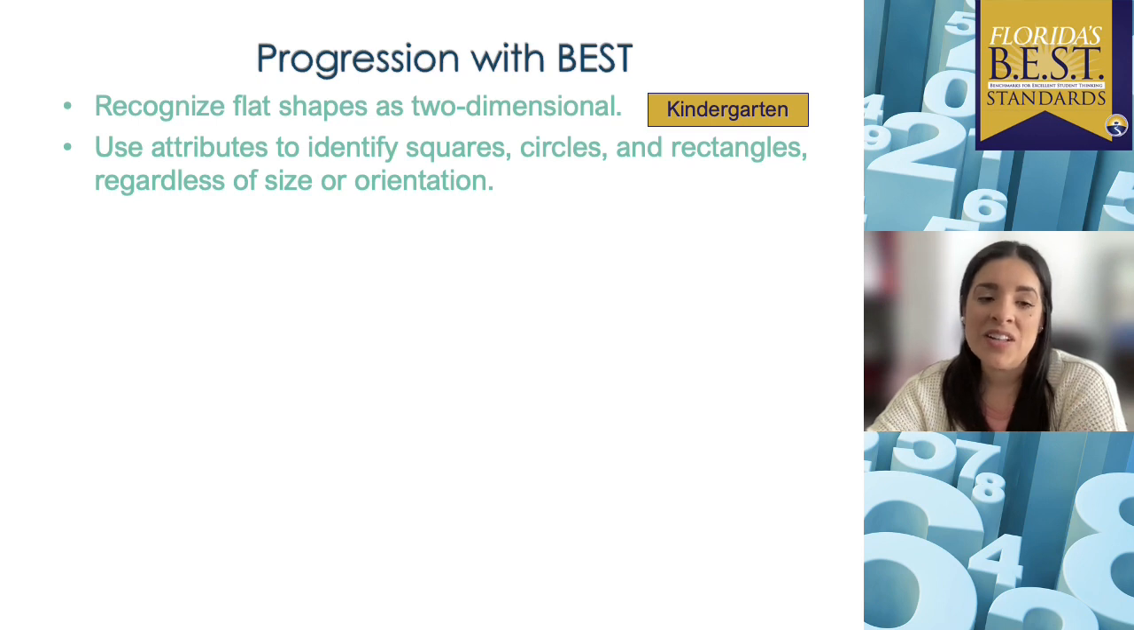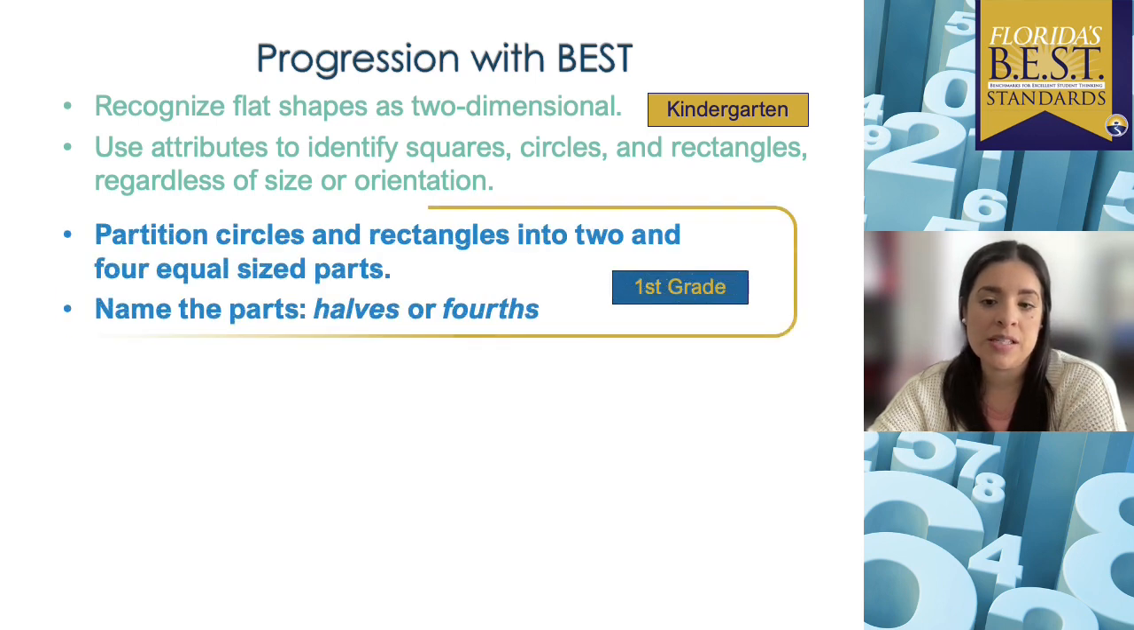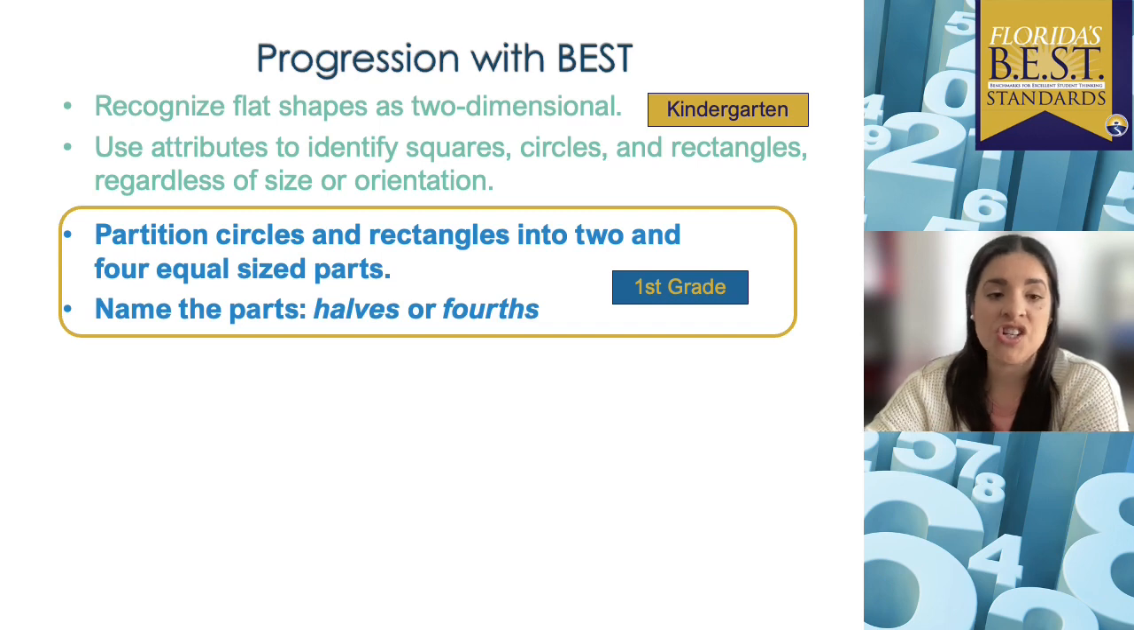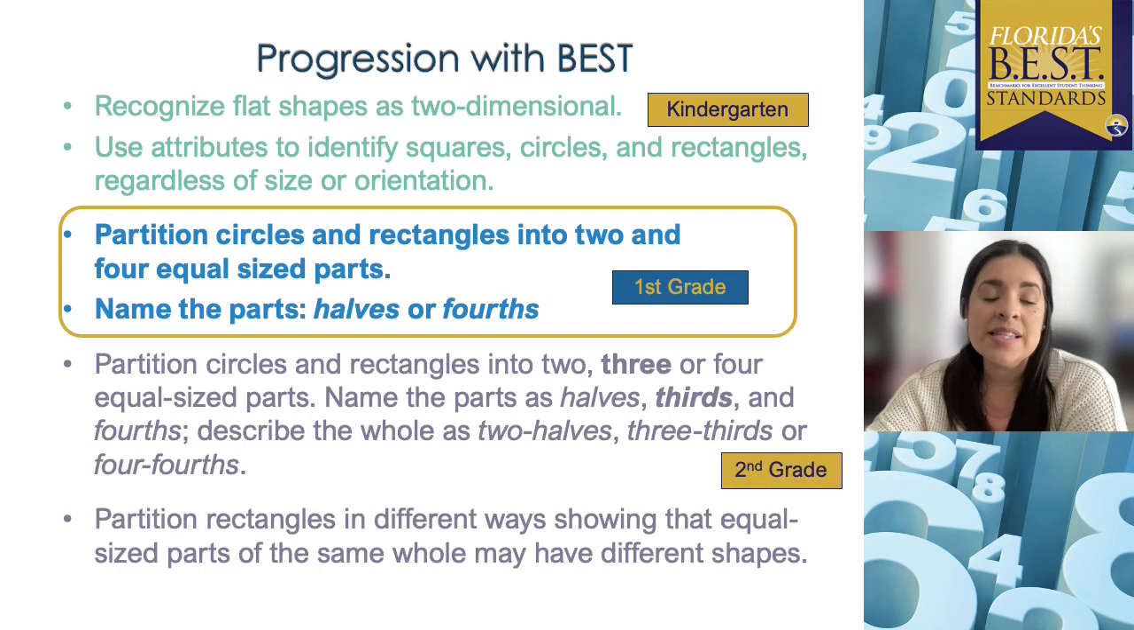Welcome back. Now let's look at the progression with the best benchmarks. In kindergarten, students recognize flat shapes as two-dimensional and they use attributes to identify rectangles, circles, and triangles, regardless of their orientation or overall sizes. Students may have had experience separating parts of a whole, but this is the first time that students partition circles and rectangles into equal-sized parts and name the parts as fractions, such as halves or fourths. In second grade, they'll begin to do not only halves and fourths, but also introduce thirds.